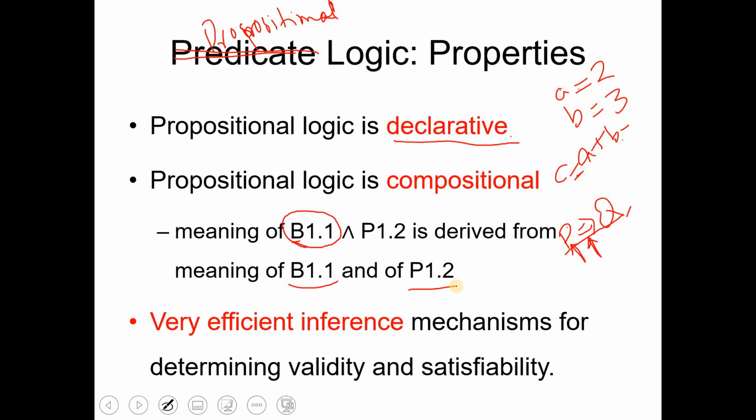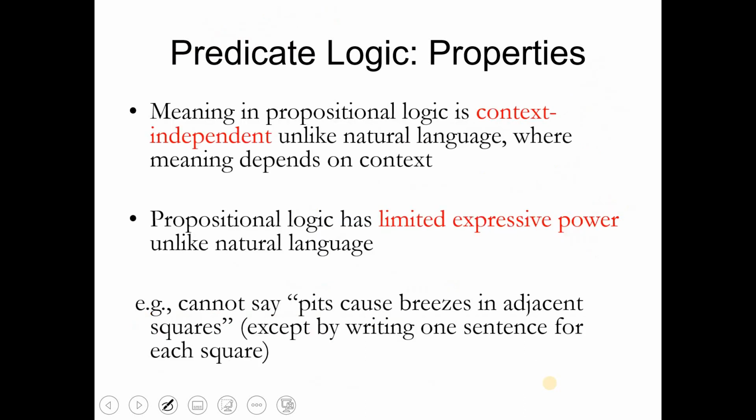So the Wumpus example, for example, you can do some sort of inference from this over here. It has a very strong and efficient mechanism for inference, and also for each sentence you can determine the validity and the satisfiability of the sentence. Normally the language it has got, so meaning is given. Propositional logic is context independent.